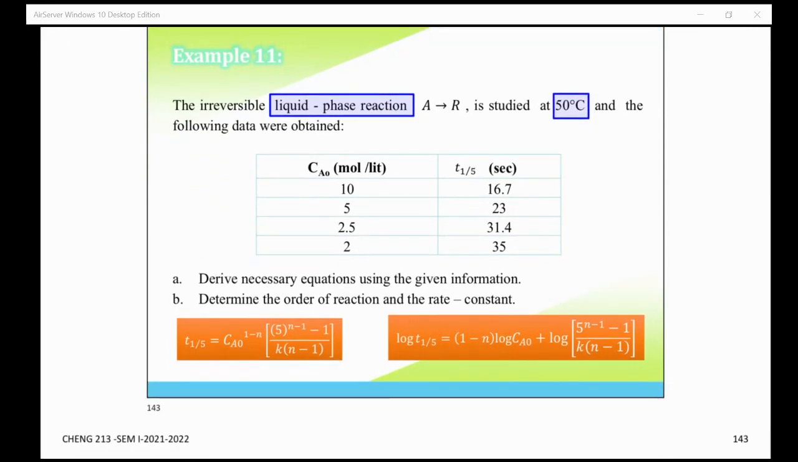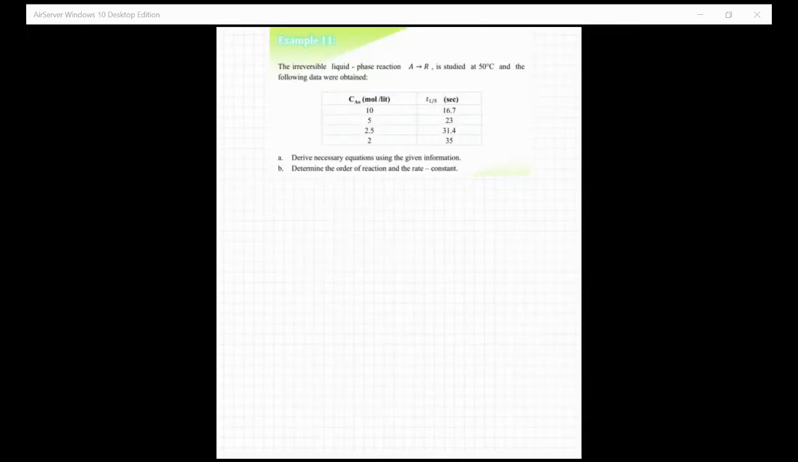We have values of C A naught and values of T1 over 5. So it is not T half, it is T1 over 5. We want to derive all the equations, and we want to find the order of reaction and the rate constant. So this is your question.